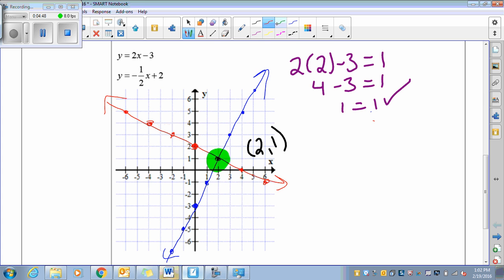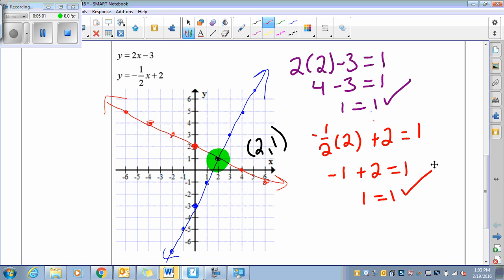And now we can check the second one. We should have negative 1/2 times 2 plus 2 should also equal 1. Negative 1 half times 2 is negative 1, and negative 1 plus 2 is 1, which in fact does satisfy that equation, so our solution would be 2, 1.